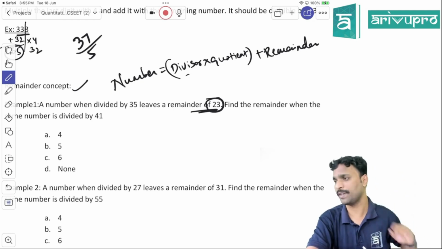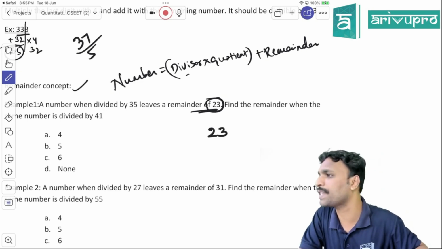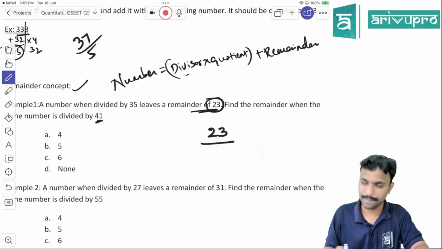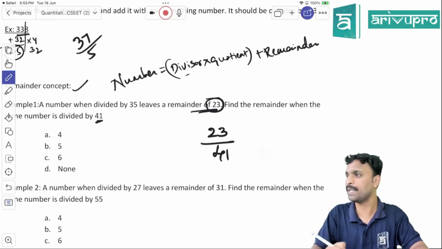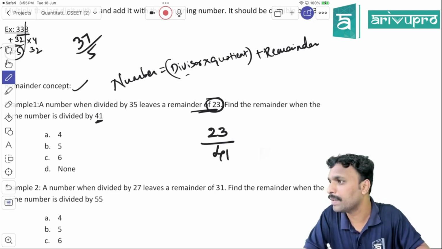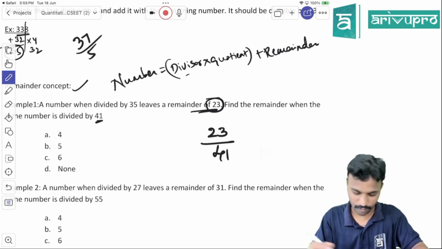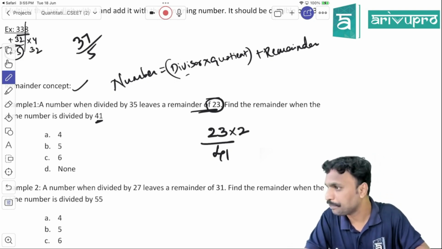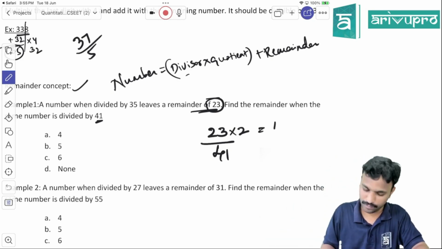So what to do for such questions is take the remainder in the first case. What is the remainder in the first case? 23. Divide that by whatever is the new divisor, 41. Correct? Is 23 divisible by 41? Can you divide 23 by 41? You can't. What to do? Take the next multiple of 23. What do you get? 46.